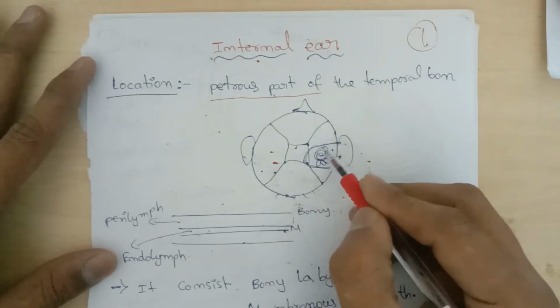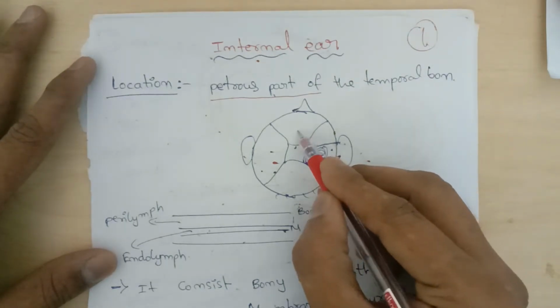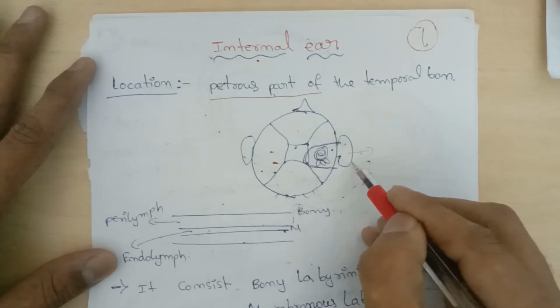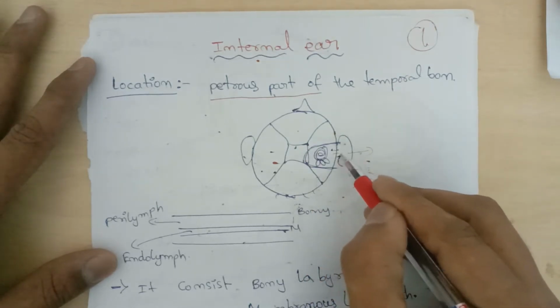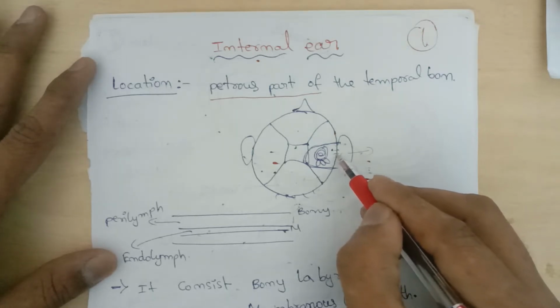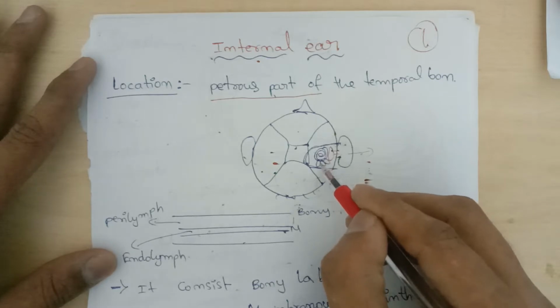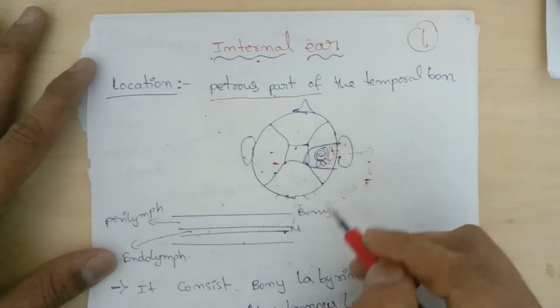It is the middle cranial fossa. This is anterior. This is posterior. This is the middle cranial fossa. This is the auricle, and here is the external auditory meatus. This is the middle ear and this is the inner ear. It is located in the middle cranial fossa, in the temporal bone.